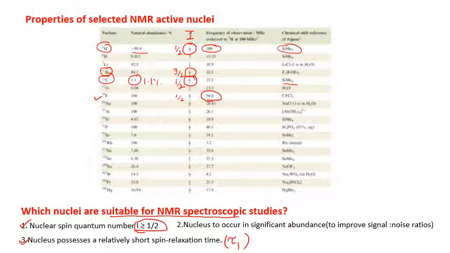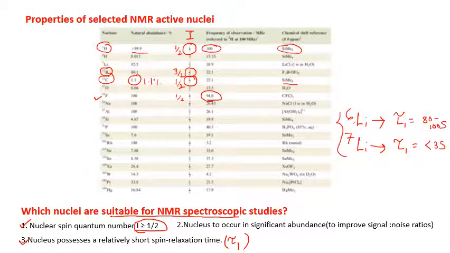Now some elements have more than one isotope, and those isotopes are also NMR active. It will depend on the inherent property of the nucleus, those having a relatively lower tau 1 value. For example, lithium-6 and lithium-7, these two isotopes are active. However, lithium-7 has a spin relaxation time of less than 3 seconds, whereas lithium-6 has a relaxation time of 80 to 100 seconds.